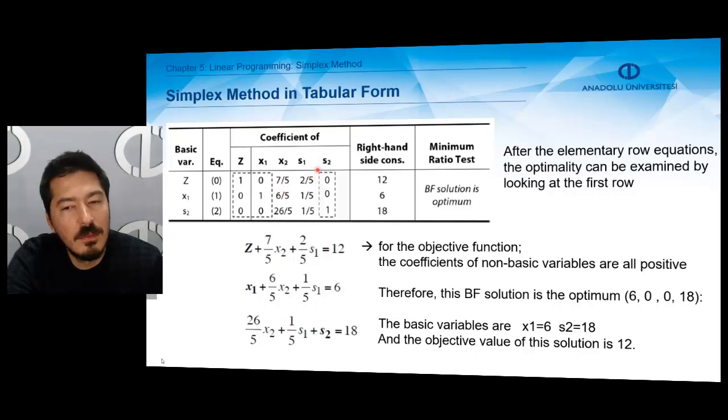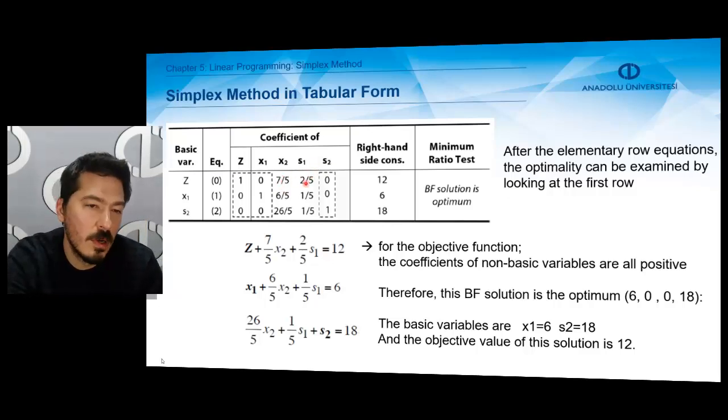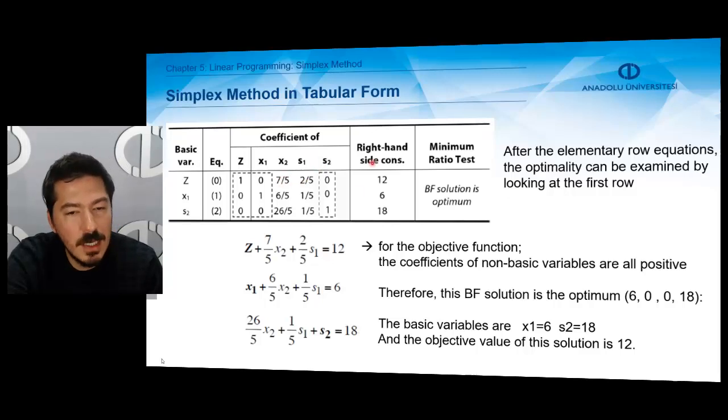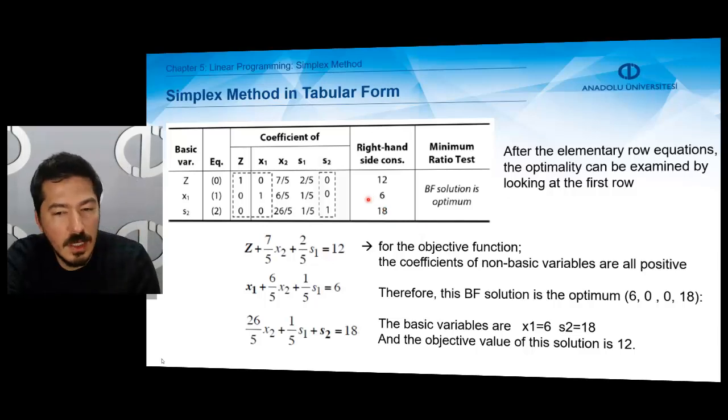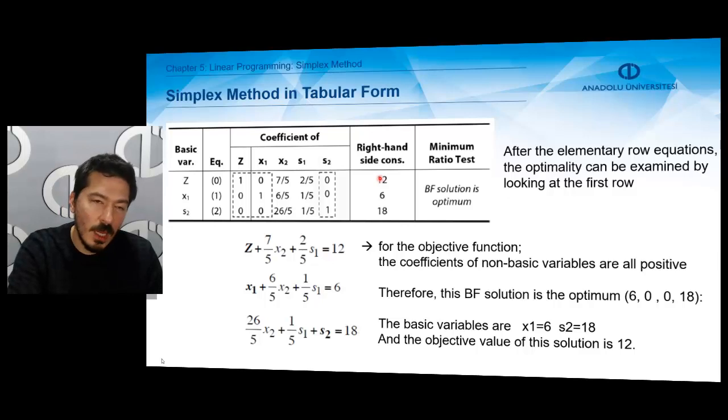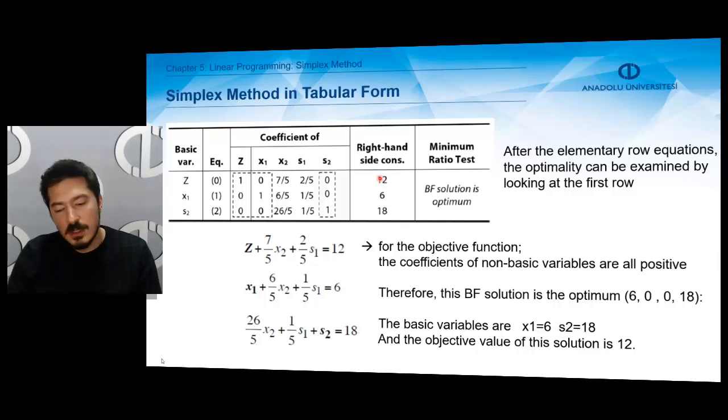Here the coefficients of non-basic variables are both positive. That means this basic feasible solution is the optimum solution. From the table, we can learn the values of the basic variables. Here in the column of right-hand constants, it is 6 for x1, and the value of s2 is 18. And the objective value of this solution can be seen in the first row. It is z equals 12. And this is the solution of the simplex method in the tabular form.